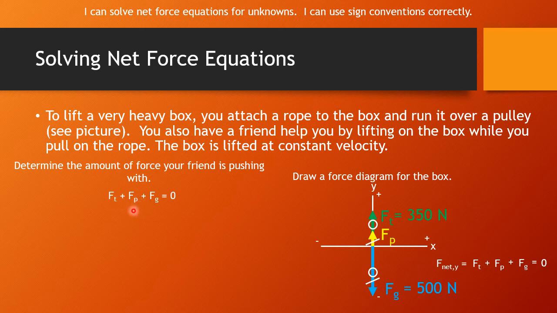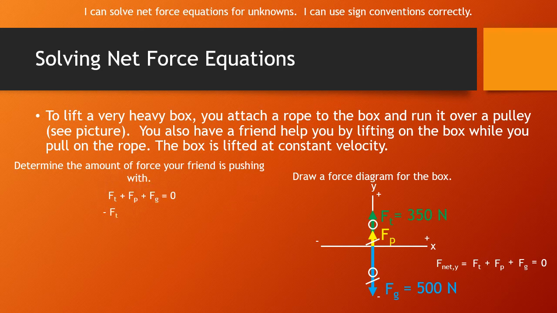Well, we need to find Fp. So I need to solve this equation for Fp. So notice that's this success criteria here. I can solve net force equations for unknowns. Well, here our unknown is Fp. So I need to ask myself, what do I need to do to get Fp by itself? Well, the fact that net force equations, by definition, are all summations, or adding up. To get Fp by itself, I need to subtract these other two forces, Ft and Fg, so that they cancel from the left side and move to the right side.